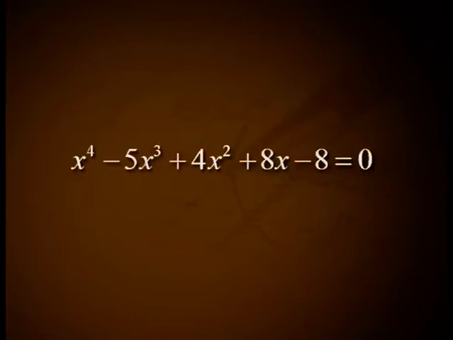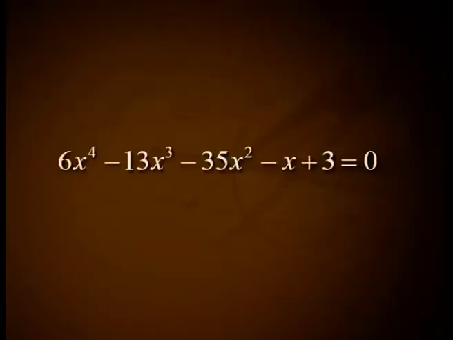This completes the proof. Example 5. Solve the equation x raised to 4 minus 5x cubed plus 4x squared plus 8x minus 8 equal to 0, of which one root is 1 minus root 5. Solution. 1 minus root 5 occurs with its conjugate 1 plus root 5. Hence, x squared minus 2x minus 4 is a factor of the given polynomial equation. Dividing, we obtain the factor x squared minus 3x plus 2, that has the roots 1 and 2. Hence, the roots of the given polynomial equation are 1 minus root 5, 1 plus root 5, 1 and 2.